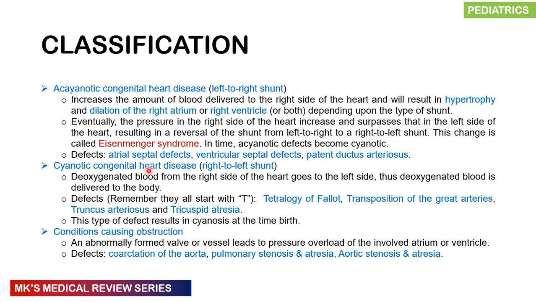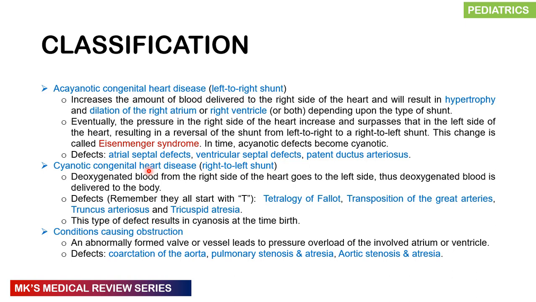Remember that all of these are going to be beginning with T. What's the problem here? Deoxygenated blood from the right side, which is meant to go to the lungs, is pretty much going to be shunted to the left side of the body. So deoxygenated blood mixes with oxygenated blood. So this lowers the concentration of oxygenated blood on the left side. So the defects all start with T. So you have tetralogy of Fallot, transposition of the great vessels, truncus arteriosus, tricuspid atresia, and total anomalous pulmonary venous return.